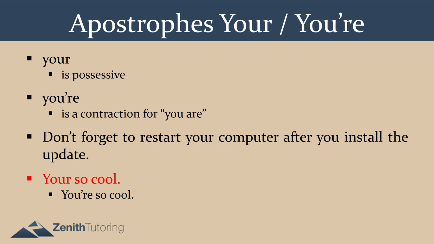So basically, the easy way to tell whether you have the possessive form of "your" or the contraction form of "you are" is simply to replace the "your" with a "you are." If it makes sense for it to have a "you are" there, then you know you want the apostrophe. And if it doesn't make sense, then you don't want the apostrophe, and it should be the possessive form in that case.